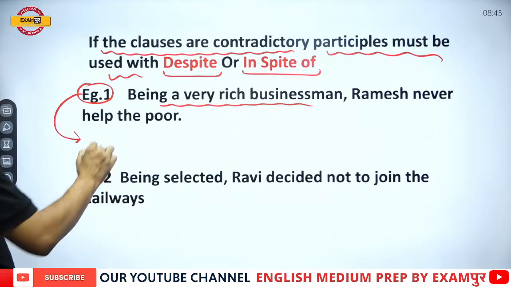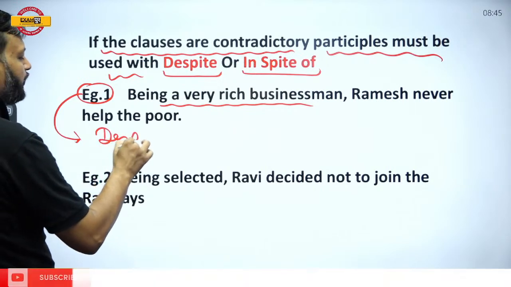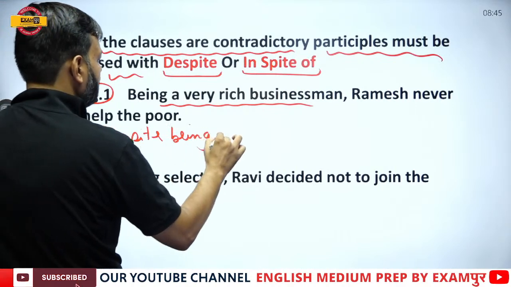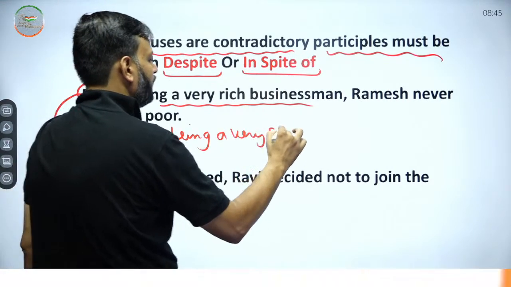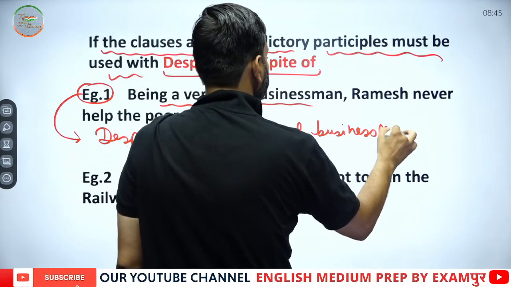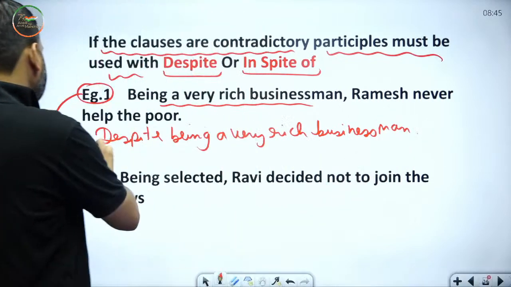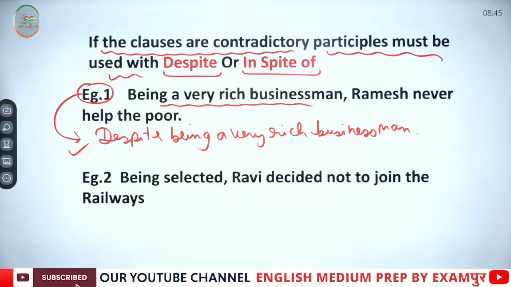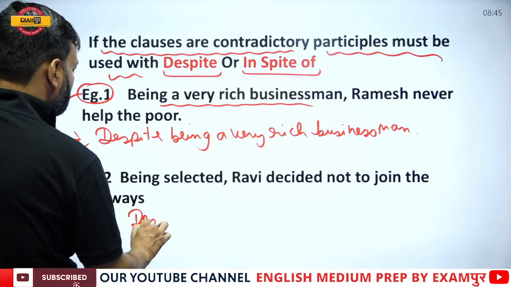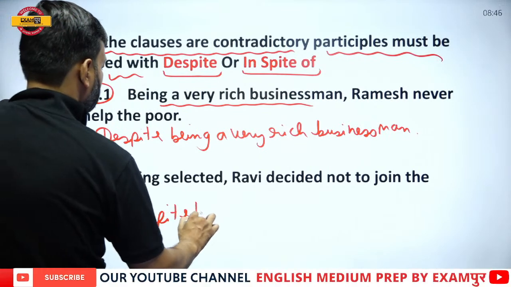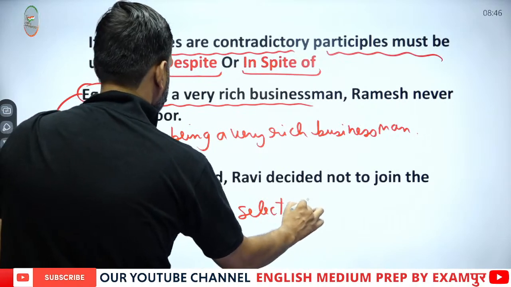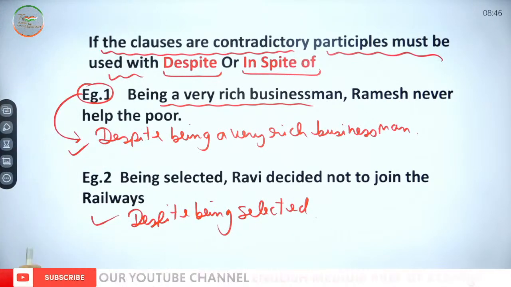What we can do is, despite being a very rich businessman. Now this sentence is correct. Despite being a very rich businessman. Okay, and in the second sentence as well we can write despite being selected.